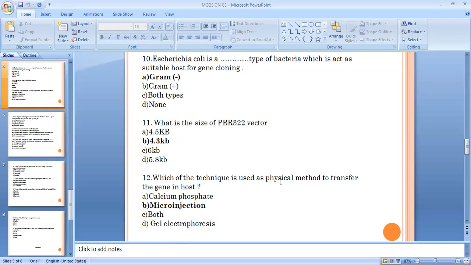Which technique is used as a physical method to transfer the gene into the host? So your options are A calcium phosphate method, B microinjection method, C both, or D gel electrophoresis.